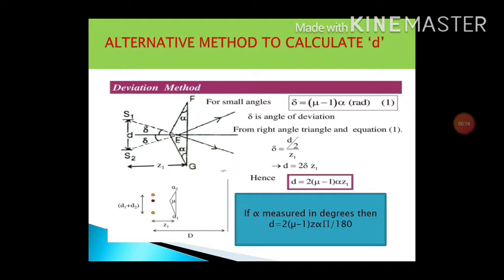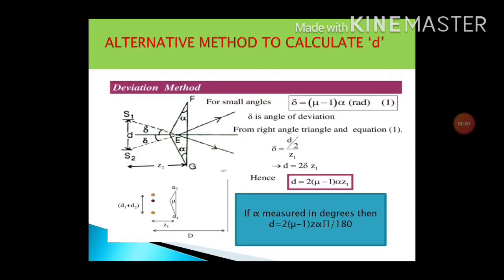This method can be used only when the refractive index of the material of the prism and the refracting angle of the prism are known to us. As you can see in the figure, the refracting angle of the prism alpha is very small. So the deviation delta produced by the prism is equal to delta = (mu - 1) alpha. So you must be aware of this formula.